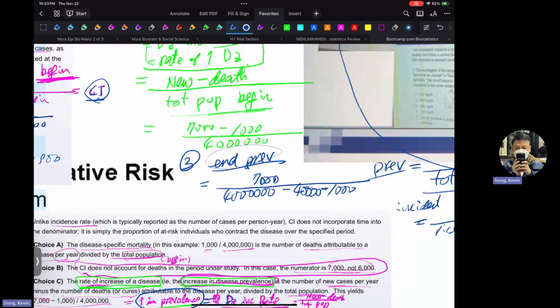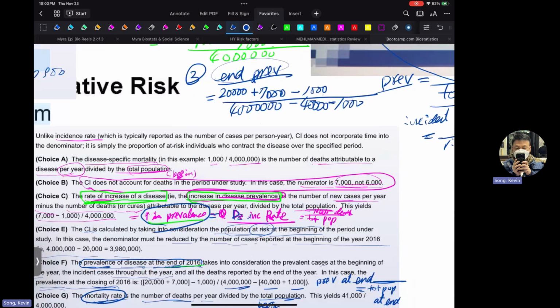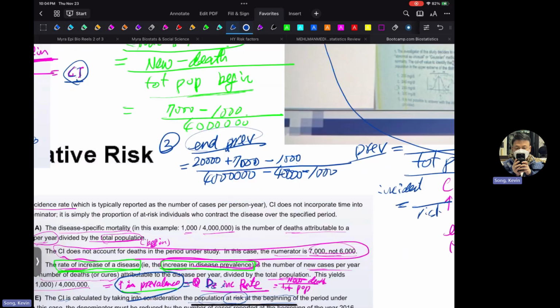So the total number is, we start with 20,000, right? And then add 7,000 and then minus 1,000, right? So 20,000 plus 7,000 minus 1,000. And this is the total end of year prevalence. End of year prevalence. So total population in the bottom.